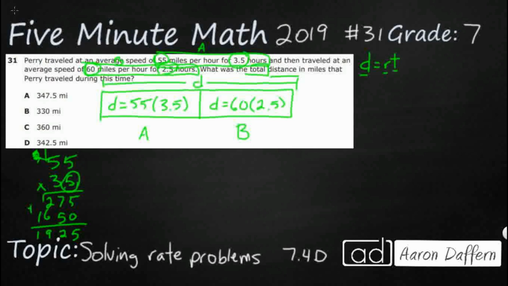Remember, we've got one digit behind the decimal in our factor, so we need one digit behind the decimal in our product. Notice that this is not even an answer selection. So if we wanted to just do this, we could not. So we're going to go this way: 192.5.